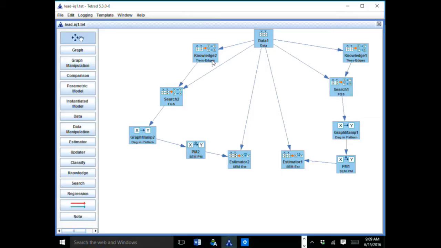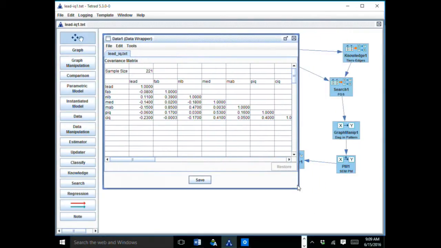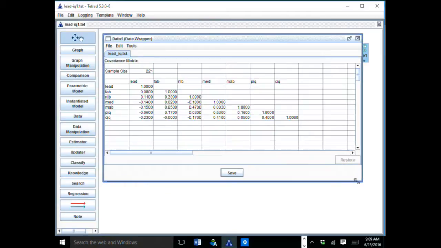Okay, so this is the lead and IQ data. So for the lead and IQ case, the data is a correlation matrix among these variables: how much lead the kid was exposed to, measured by their baby teeth, father's age at birth, the number of live births the mother had prior to the child being tested, the mother's education, the mother's age at the birth of that child, the parents' IQ, and the child's IQ. So that was the basic idea. And the question is, what is the effect of lead on IQ, if any?